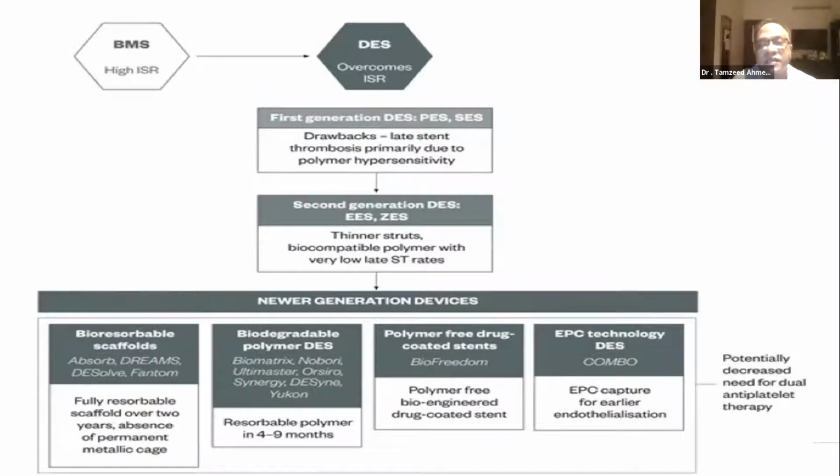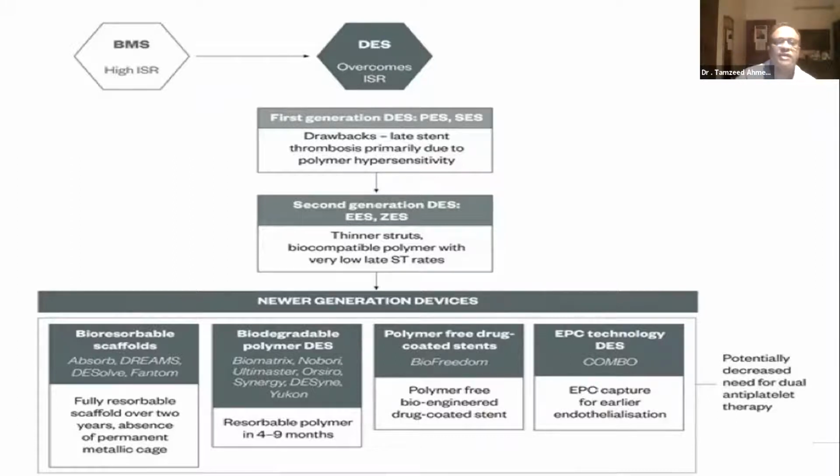Then came the drug-eluting stent in 2002, with the Euphoria, Cypher and RAVEL trial, which showed 0% restenosis, but of course later it was found to be at least 4-5% restenosis. The first generation drug-eluting stents, paclitaxel-eluting and sirolimus-eluting stents, later in 2006 had some issues of stent thrombosis, which was later found to be more due to polymer hypersensitivity. This improved in second generation drug-eluting stents, like everolimus-eluting stent and zotarolimus-eluting stent, with thinner struts and biocompatible polymer, with very low late stent thrombosis rates.